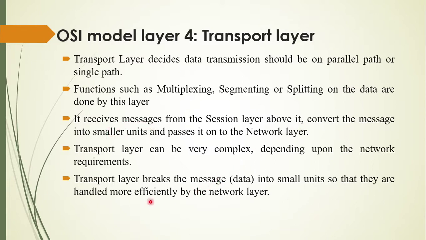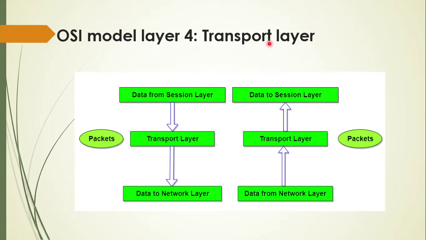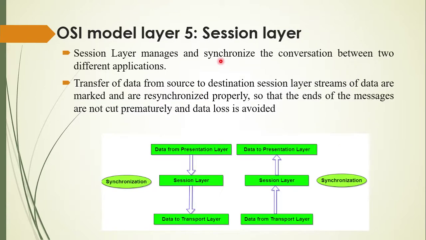So the network layer can efficiently handle it. That is the functionality of the transport layer. See in the diagram, data is coming from the session layer. Here at the transport layer, data are divided into small units, and then these small units are sent to the network layer, and at the receiver side those small units are reassembled to send again to the session layer. That is the functionality of the transport layer.